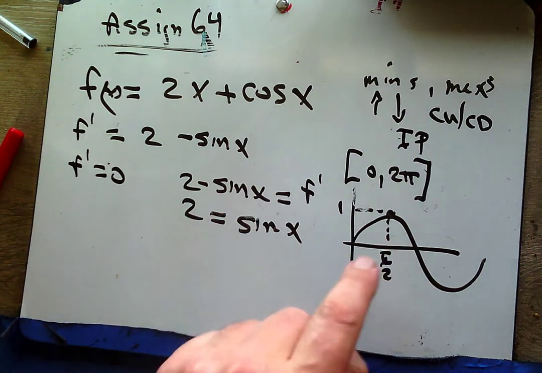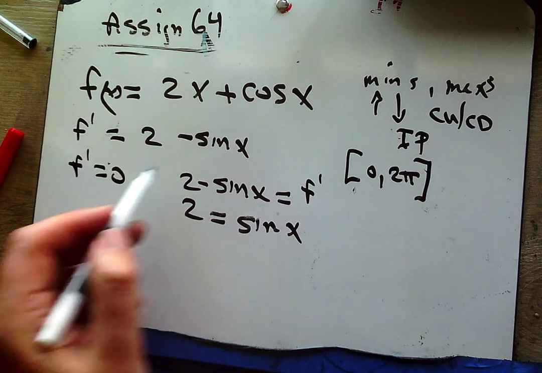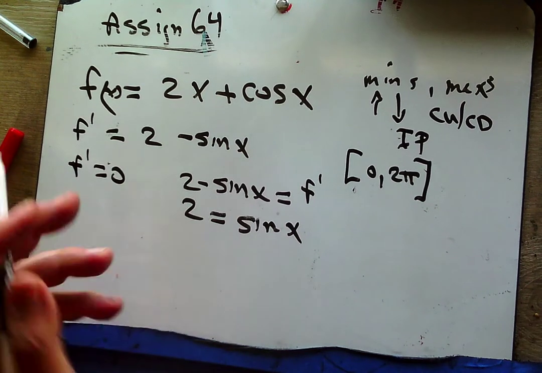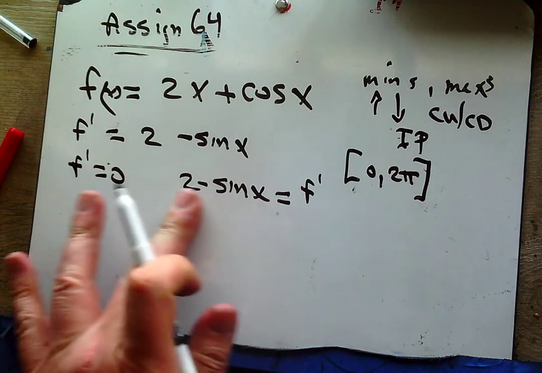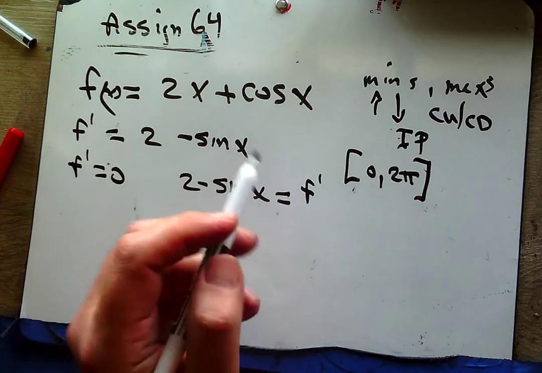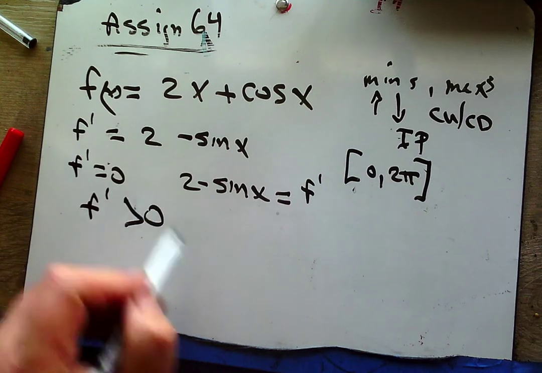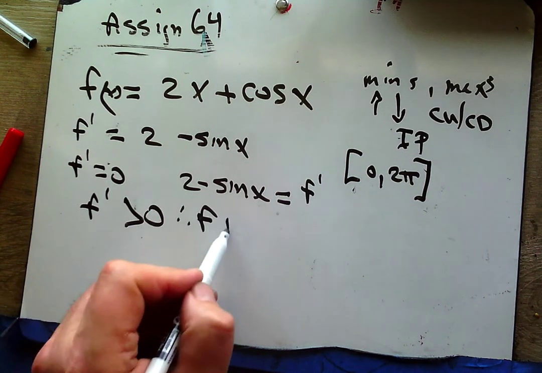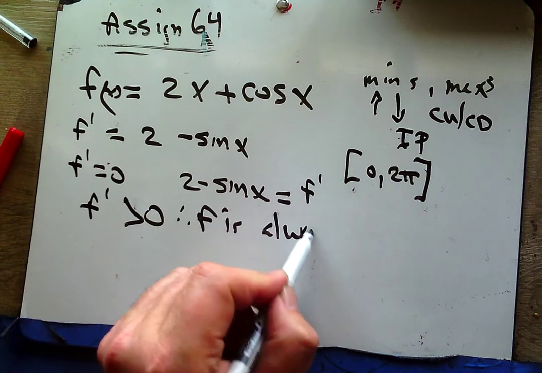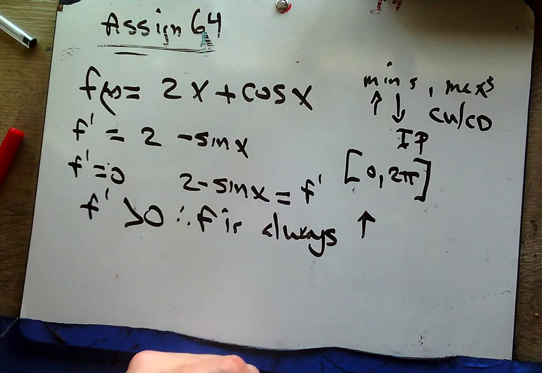So what's going to happen is that any point I plug into f prime is going to generate a positive output. Well, that's very interesting. So I can say, because f prime is always greater than 0, f is always increasing. Okay, f is always increasing.